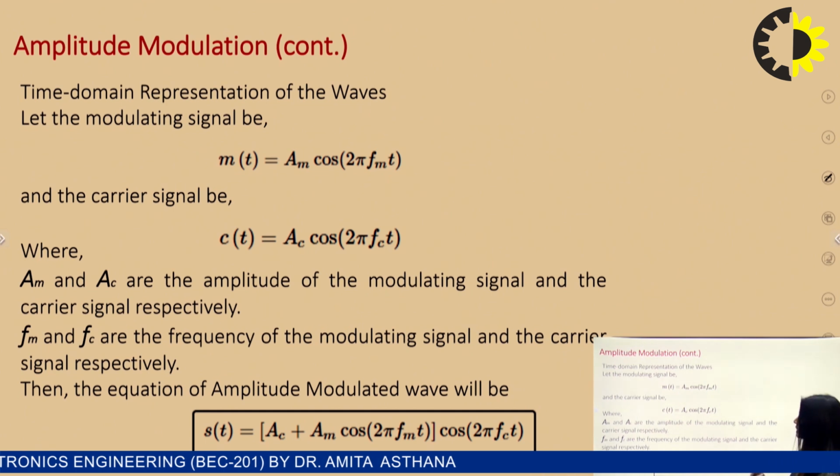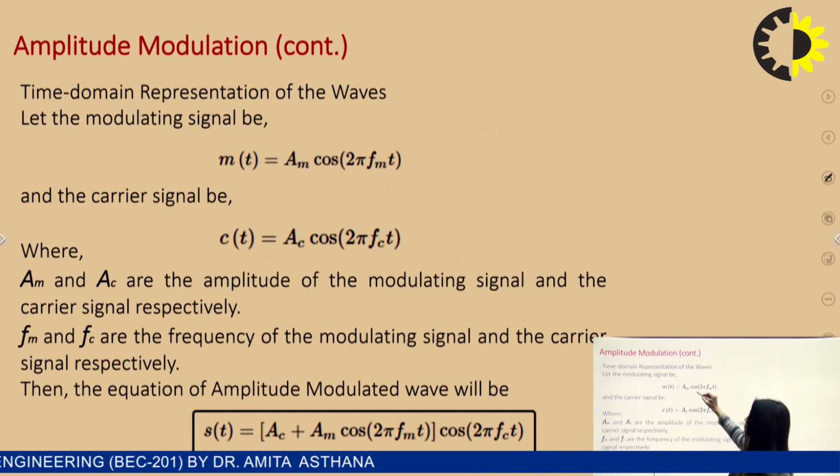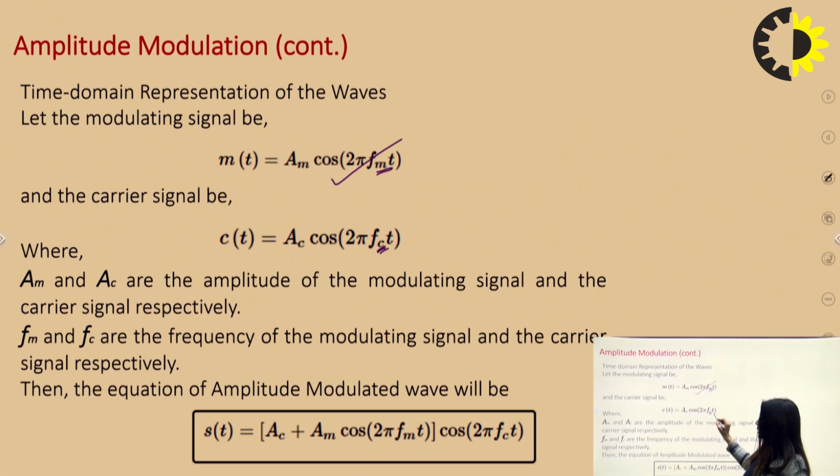Let's say I have taken a cosine waveform of message signal. The frequency of the message signal is FM, and the frequency of the carrier signal is FC. The amplitude of the modulating signal or message signal is AM, and the amplitude of the carrier signal is AC. Okay, so here we have taken two sinusoidal signals, a message signal and a carrier signal.